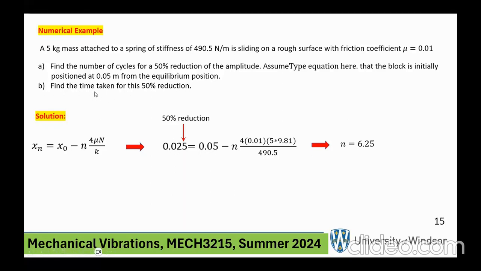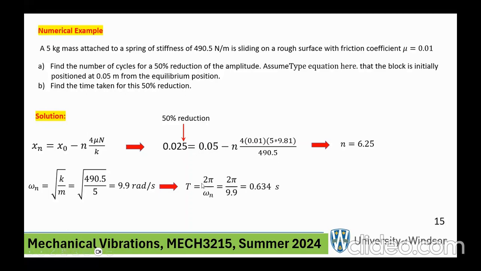And then, after how long will it actually do this? First of all, we need the natural frequency, because after all, I have to take that many cycles and multiply it by the period of each cycle, right? So we need the natural frequency, square root of k over m. You have everything here. You have omega n, 9.9 rad per second.